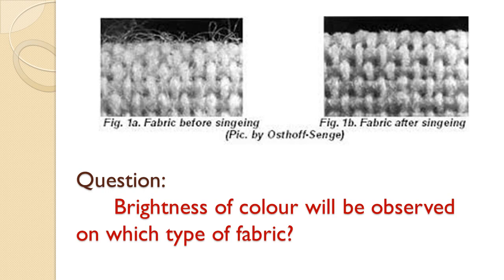So to have prominency of the colors, to get proper brightness of the shades, we need to remove the short protruding fibers. So in the second image you are observing the microscopic view of fabric. After singeing, we can find that more clear structure of yarn or interstices is there. So we can ensure proper penetration of the color paste, proper penetration of the chemicals. So here one question is, brightness of color will be observed on which type of fabric? Definitely the answer is singed fabric.